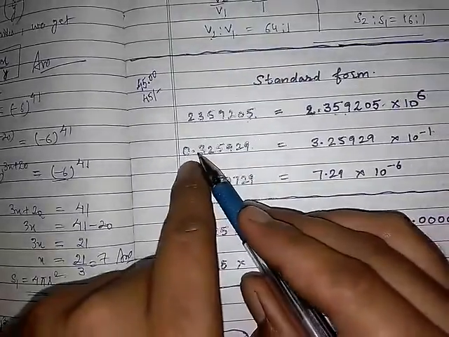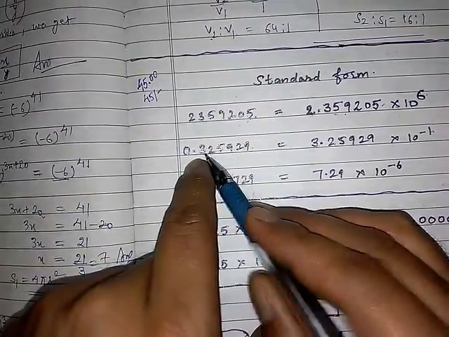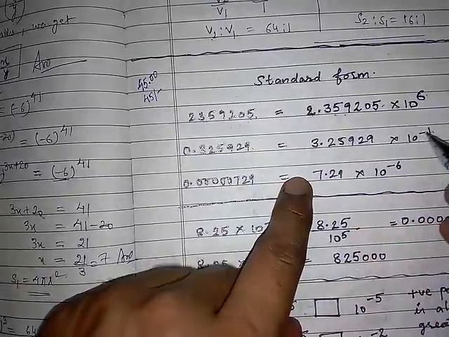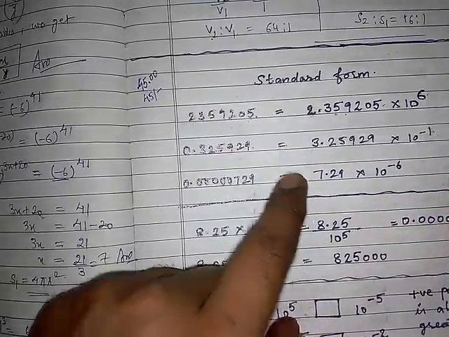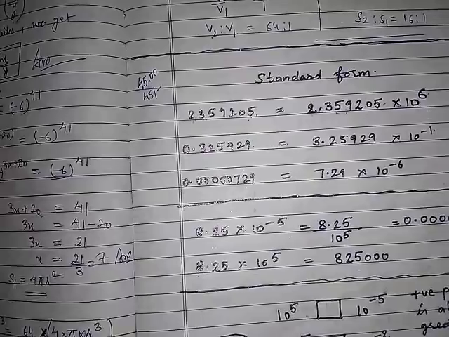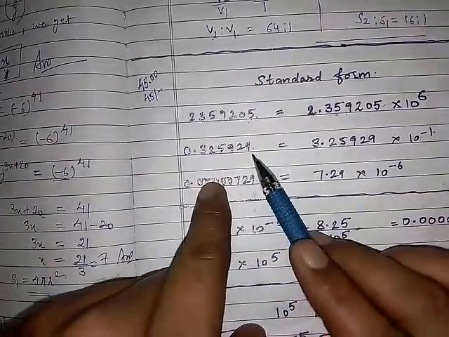Clear? So how many places are we shifting the decimal? One place. It means it will be multiplied by 10 raised to the power minus 1. Clear? So that is the standard form of this number.